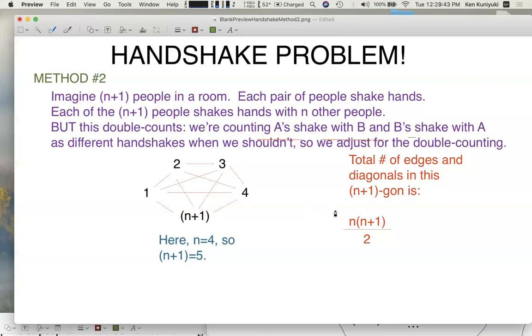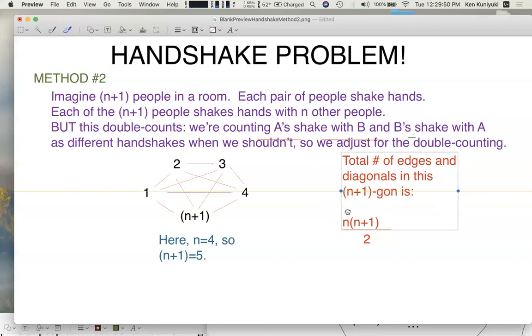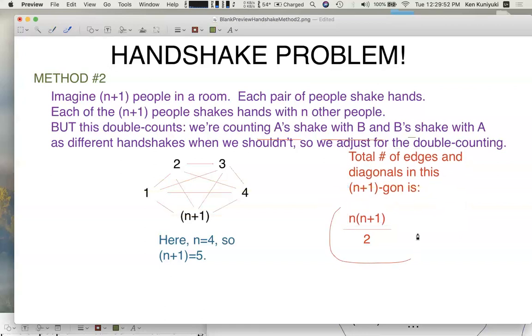So the total number of handshakes is given by this. If you look at this geometrically, it's the total number of edges, these 5 edges here, and also the diagonals in this n plus 1 gon. In this case, it's a pentagon. N plus 1 is 5. So again, the total number of handshakes equals the total number of edges and diagonals in this pentagon, this 5-sided polygon.